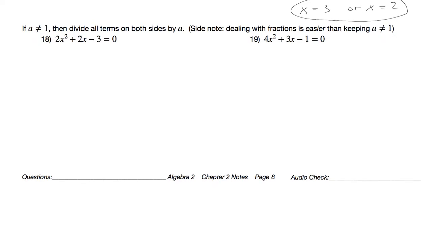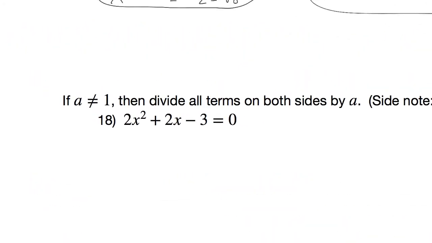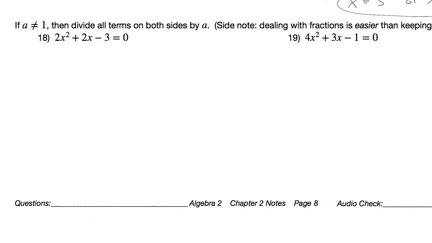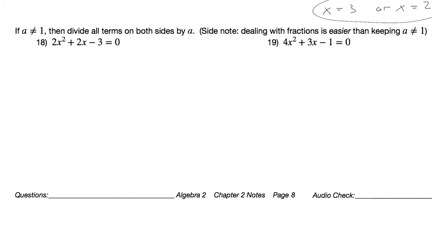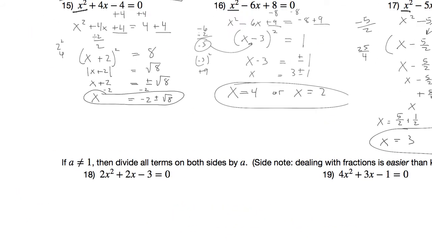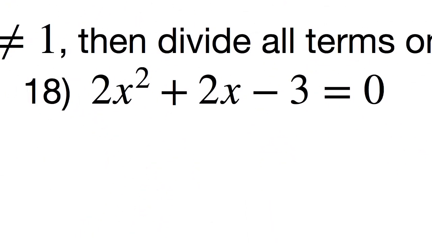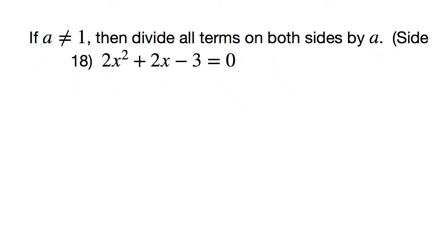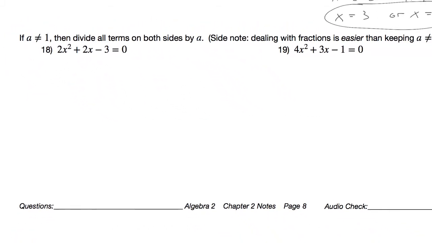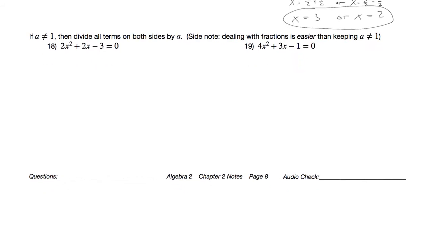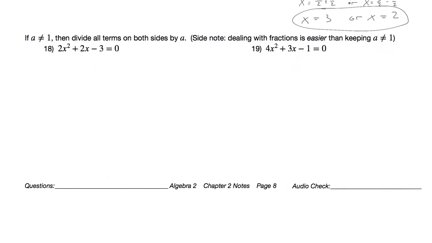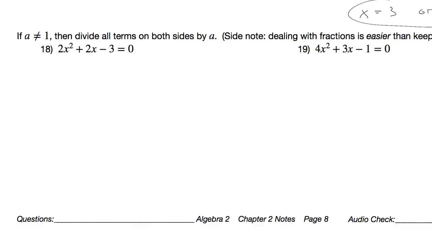But what do you do when you have something like 2x squared? Well, the short version is that it's way simpler to solve an equation that looks like this, x squared, than it is one that looks like this. So much simpler, in fact, that we'd rather deal with fractions and completing the square than anything else. That's just as a strategy. So the strategy is to divide all the terms on both sides by a. Dealing with fractions is easier than keeping a not equal to 1.